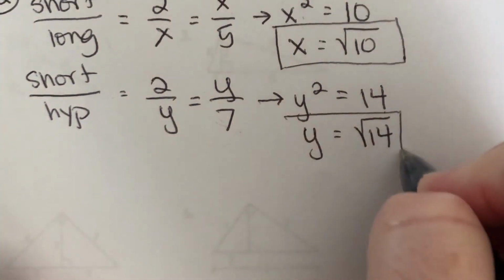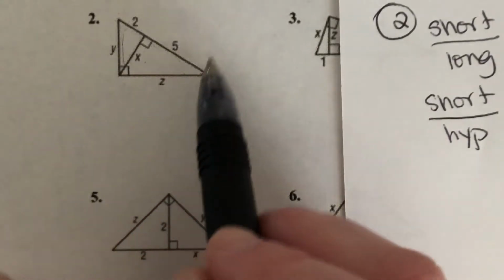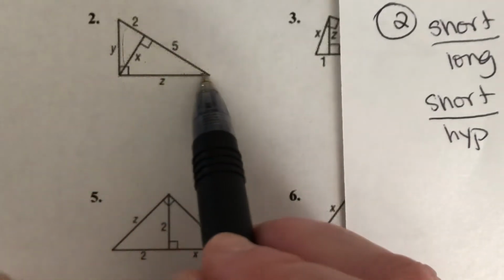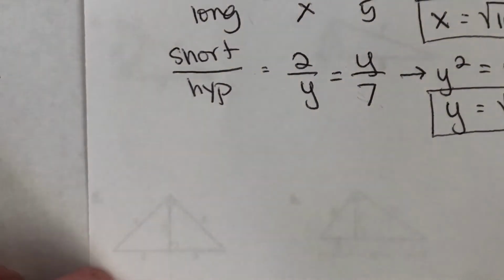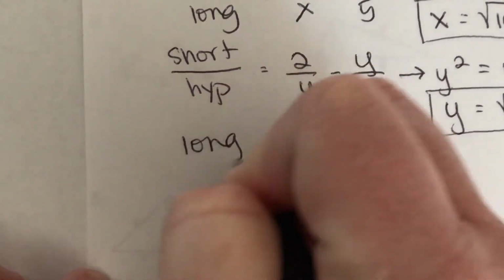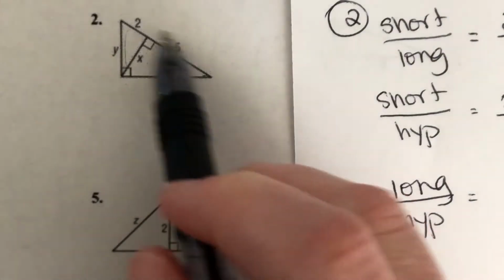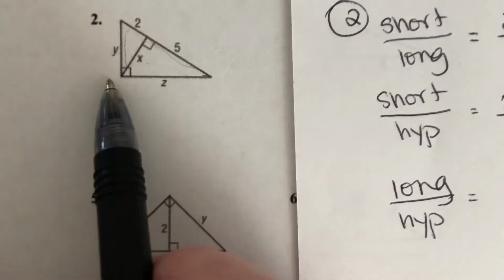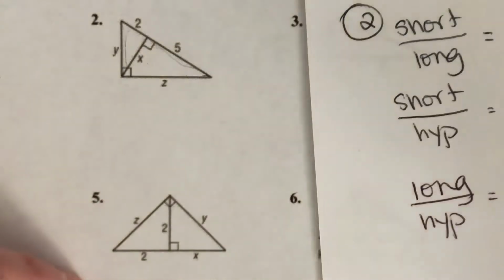So this is y. And now I have to solve for z. And what are z's two jobs right now? Z is the long leg of this whole big triangle, and it's the hypotenuse of this smaller triangle. So I need to write a ratio with the long leg and the hypotenuse. So I'm going to write long over hypotenuse. Okay, so I start with the smaller triangle here. The long leg is 5, the hypotenuse is z. And then the bigger triangle, the long leg is z, the hypotenuse is 2 plus 5, which is 7.